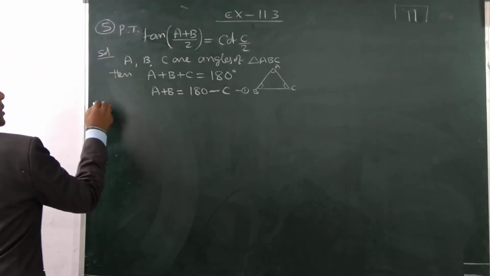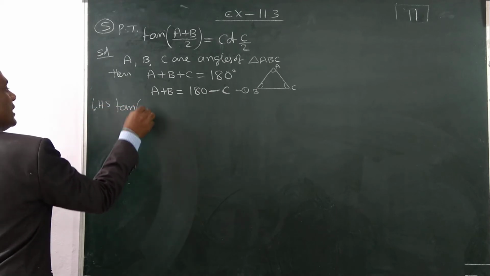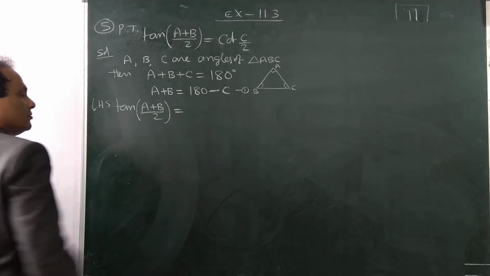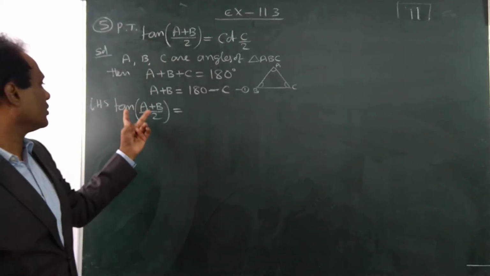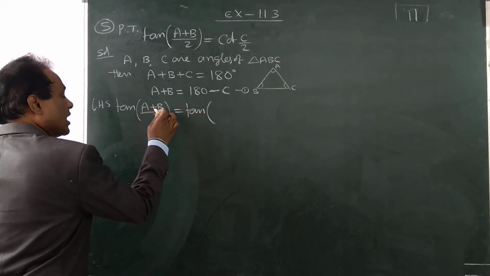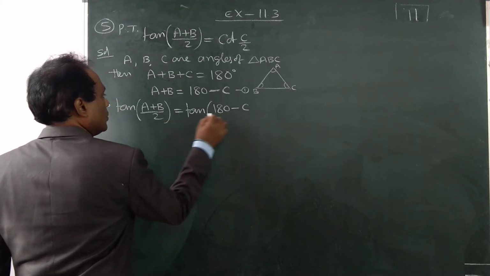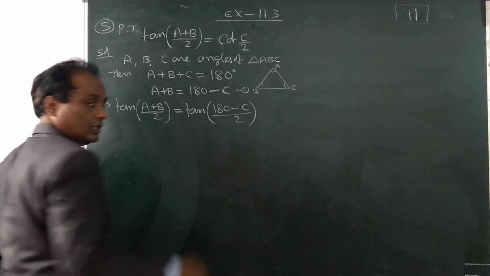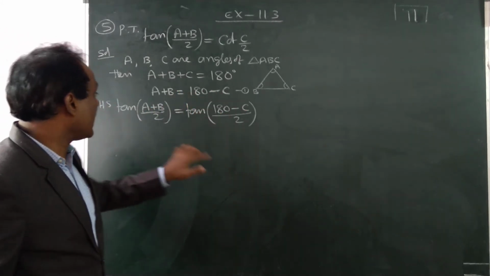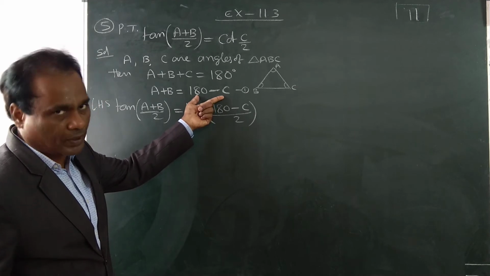Now I am taking the question, and in that I am taking the left side. This is the left hand side of the question. And here, in place of A plus B, I am writing 180 minus C, all by 2. Why am I writing A plus B is equal to 180 minus C? Because we already prepared it.